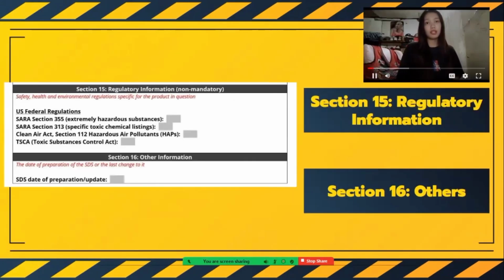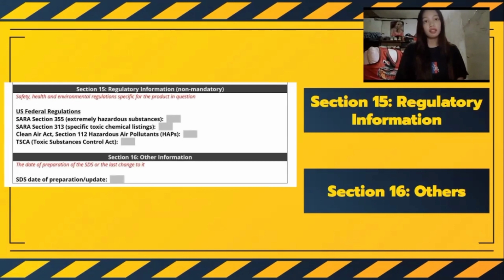Section 15. Regulatory information. In this section, it identifies the safety, health, and environmental regulations specific for the product that is not indicated anywhere in the SDS. Any information on local, national, and international regulations about the chemical or combination.